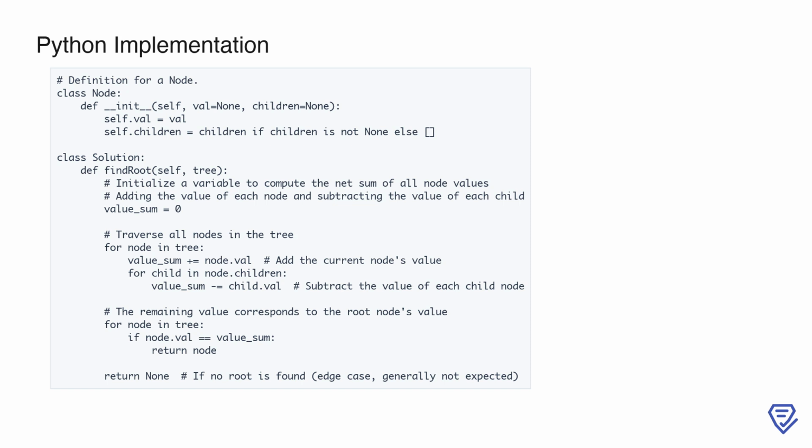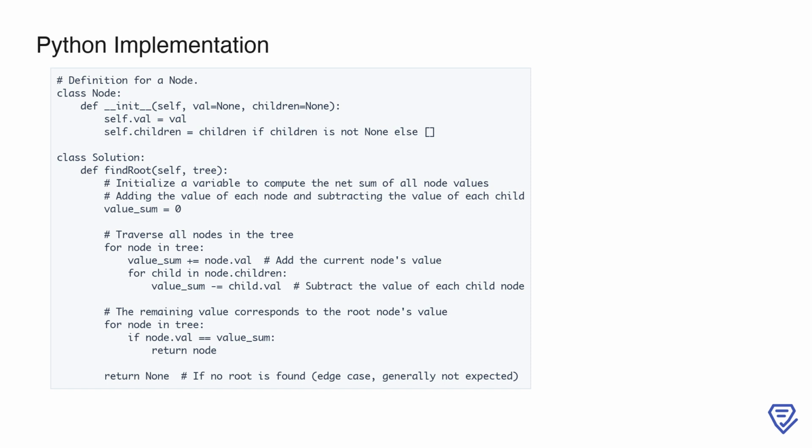2. Find root function. First, we initialize a variable value_sum to 0. This variable will help us calculate the net sum of all node values, considering both parent and child relationships. We iterate over all nodes in the tree list. For each node, we add its value to value_sum. Additionally, for each child of the current node, we subtract the child's value from value_sum. This process effectively cancels out all nodes that appear as children, leaving only the root node's value.